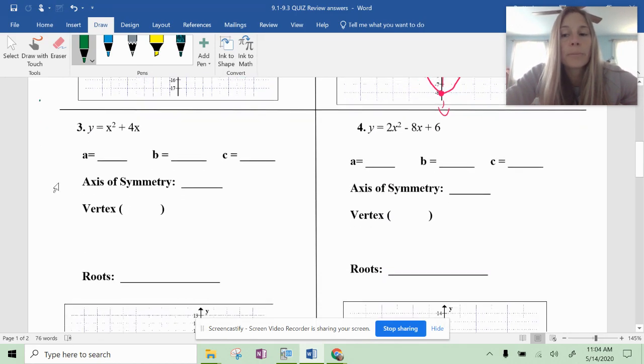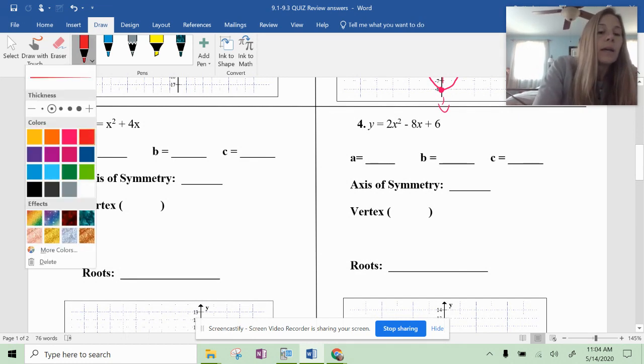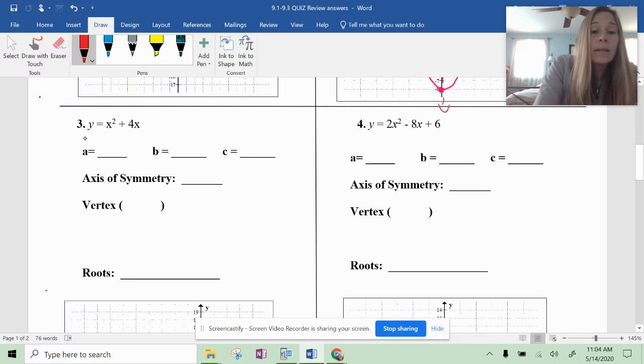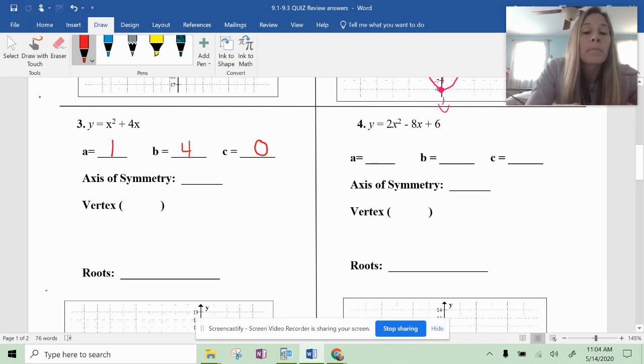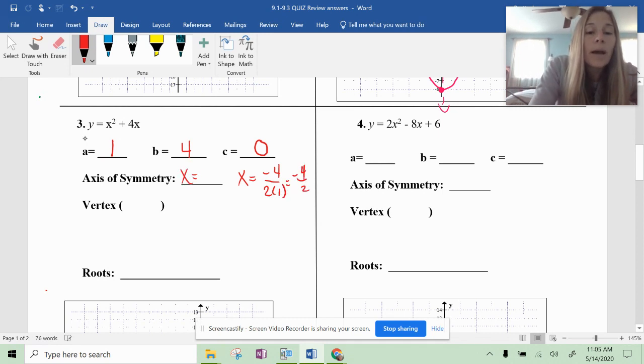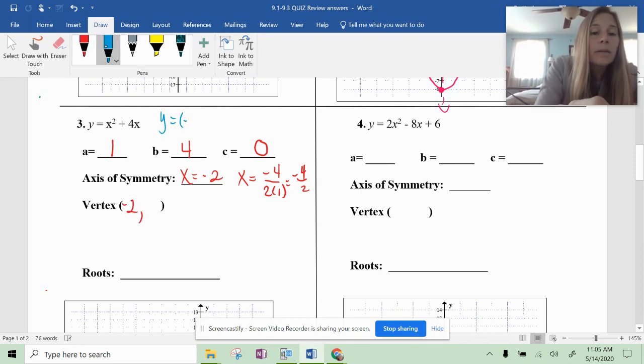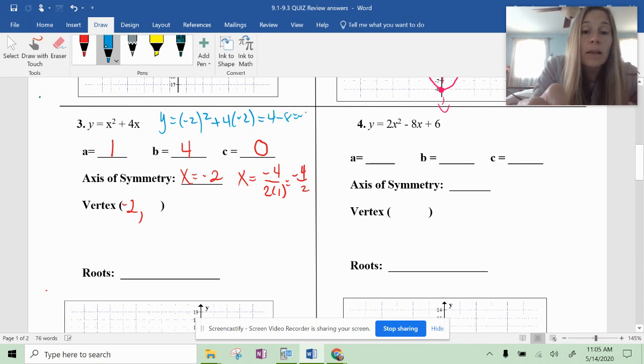All right, so moving down, we will go ahead and do number 3. So our A is 1, our B is 4, and this time the C is 0 because there's no number adding to the end. So when I go to find my x, I have -b over 2 times A. -4 over 2 is -2. So x equals -2. So now I'm going to find out what is my y. So -2 squared plus 4 times -2. So -2 squared is 4, and 4 times -2 is -8, and then that gives me -4. So -2, -4 will be my vertex.